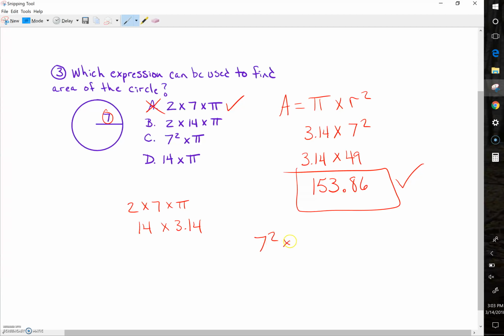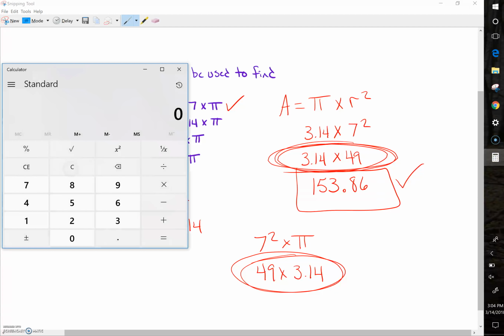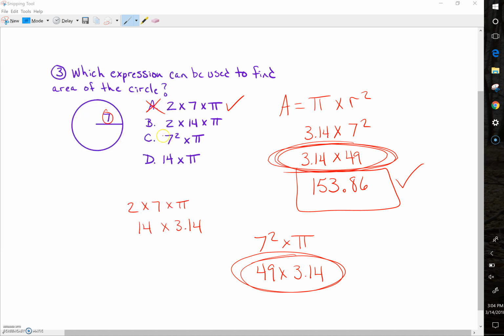7 squared times pi. 7 squared is 49 times pi is 3.14. What you should notice is that's the same as this multiplication problem. The numbers are just flip-flopped. And multiplication is commutative, so we should get the same answer. 49 times 3.14 will give us that same answer of 153.86. So your choice for this should be C. C is the correct expression.